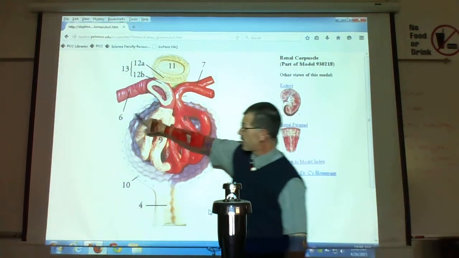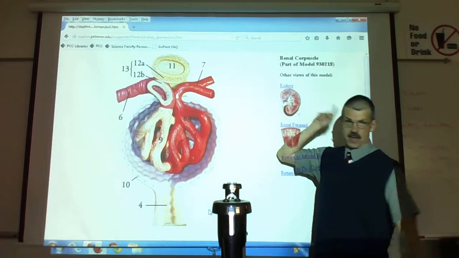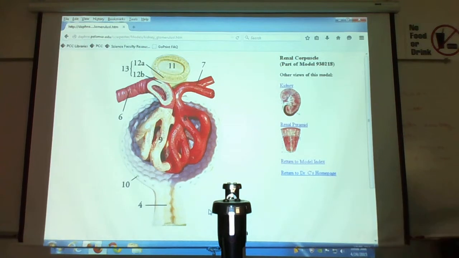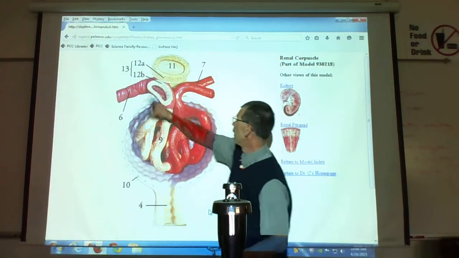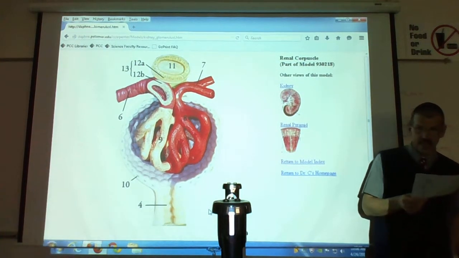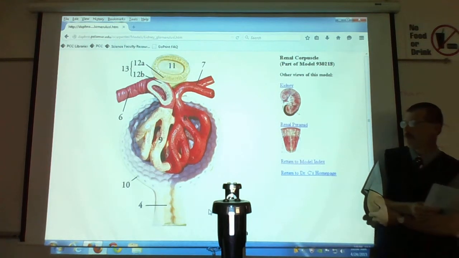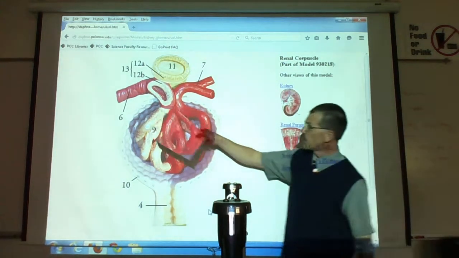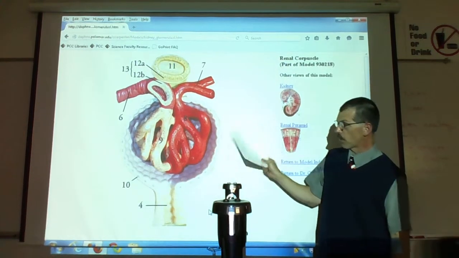Tube 6 is going into my glomerulus, and tube 7 is coming out. So can anyone guess how we say tube 6? What kind of arterial is going in? Afferent, with an A. So that's my afferent arterial. Number 7 is coming out. It would be efferent, with an E. E for exit. So you have ins and outs. Right? So I have my afferent arterial, my glomerulus, my efferent arterial, and my Bowman's capsule or glomerular capsule.